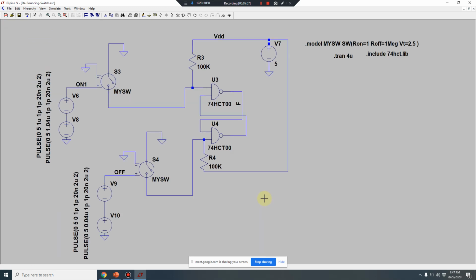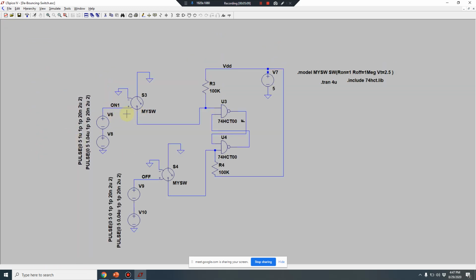Okay. See, when we have mechanical switches, whenever we have mechanical switches, it's breaking out. Now is it okay? Hello. Okay.